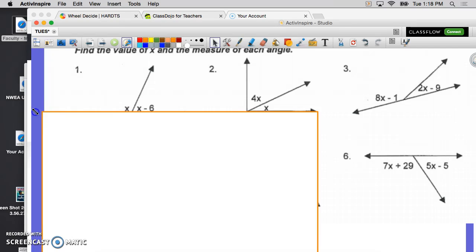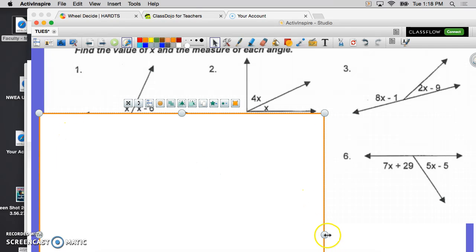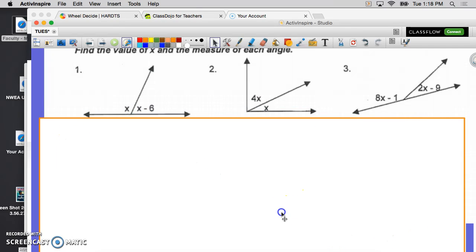So the point here, my friends, is that you need to find out what x equals. So remember, what you're going to do with this sheet is find the value of x and then the measure of each angle. Okay? So starting with number 1. Here's the thing. You know you're not looking at a right angle, so you're looking at a straight line. Straight line equals how many degrees? 180. That's the first thing to do. That equals how many? Okay?